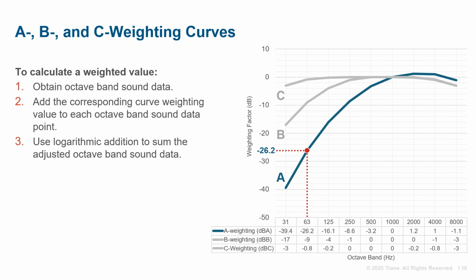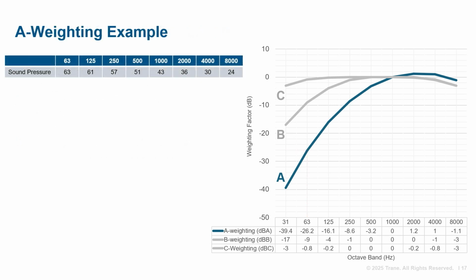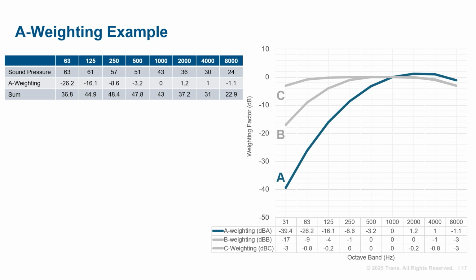Notice that the shape of the curve is such that the larger amounts are subtracted at lower frequencies. This compensates for the ear's lack of sensitivity at low frequencies. Also shown on the chart are the B and C weighting curves and their respective values. Here's an example. Octave band sound pressure from 63 to 8,000 Hz is given in the first row of the table. The A weighting factors are determined from the chart or table, then added to each octave.